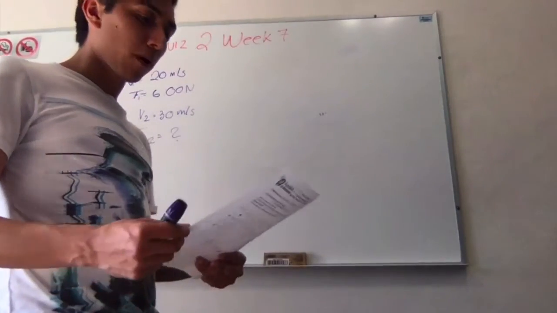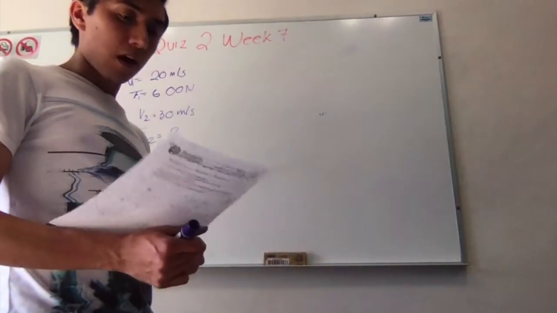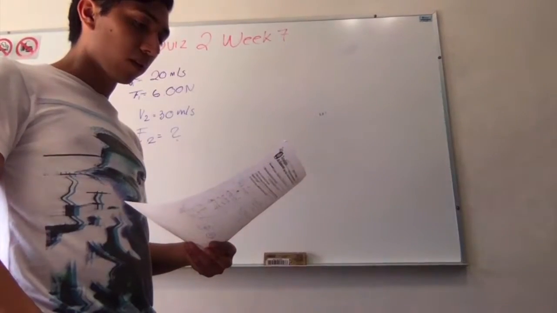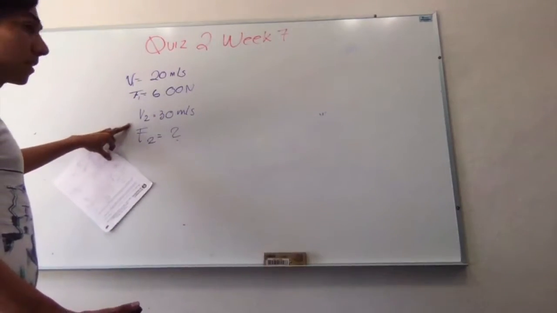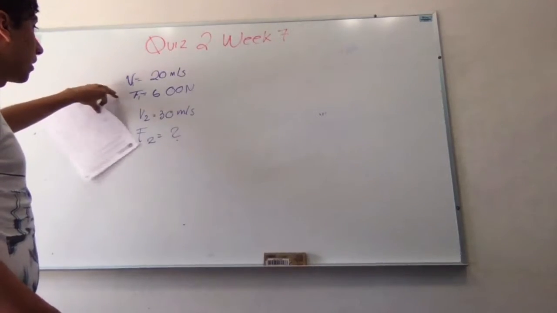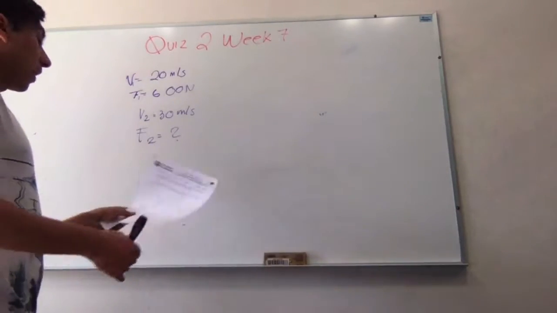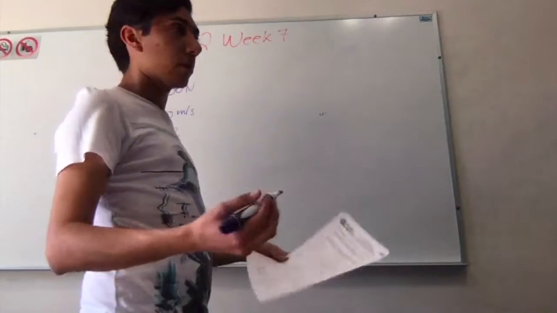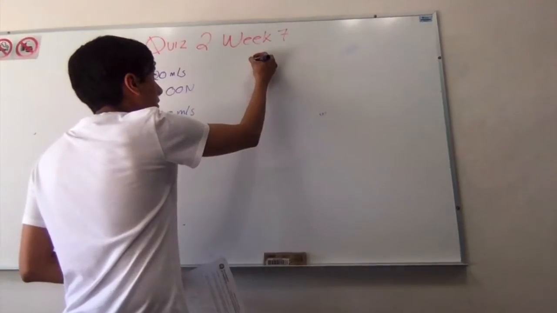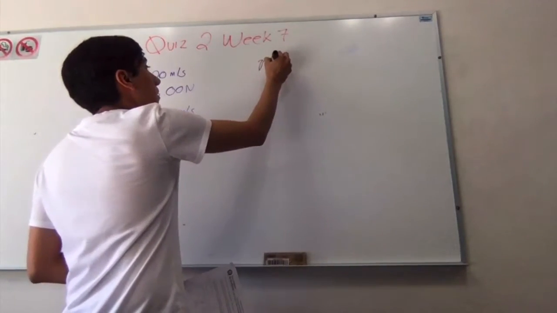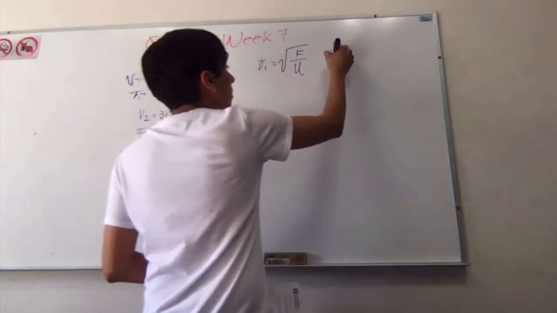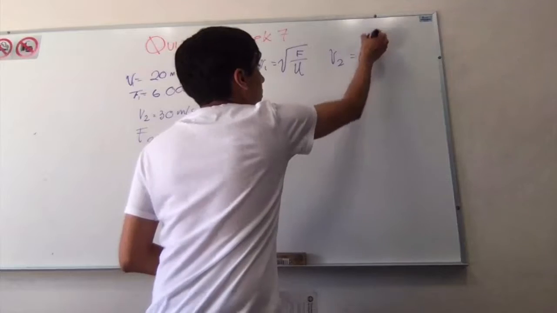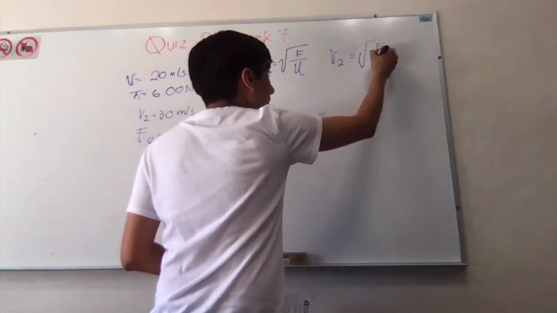Okay, so for problem 2 of the same quiz, we have to determine the tension for a wave speed of 30, given the same wire where the speed is 20 and the tension is 6. We already know the formula for velocity, which is the square root of tension over mu, and we would say that mu would be the same.